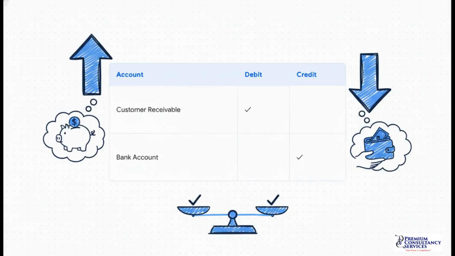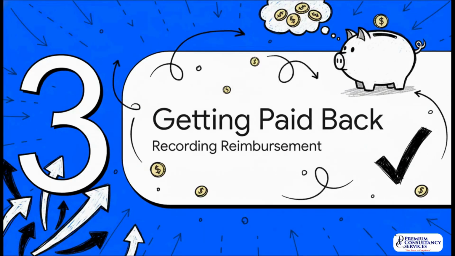And here's what that looks like in proper accounting terms. And it's actually pretty simple. We debit the customer receivable account, which just means the amount of money owed to you went up. And at the same time, we credit your bank account, which means your cash went down. See that? It's a perfect balance. One thing goes up, another goes down. Great, so you've recorded the money going out the right way.